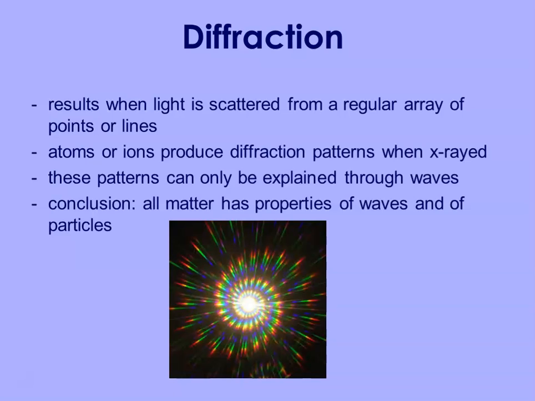And so some additional support for this idea where the lines were blurred was with diffraction. Diffraction is how we determined that every element has a unique number of protons. So it's when light is scattered from an irregular array of points or lines. And when we have our atoms or ions X-rayed, we see these different diffraction patterns. And the patterns themselves can only be explained through waves. So therefore, matter doesn't just have properties of particles, it's also going to have properties of waves.